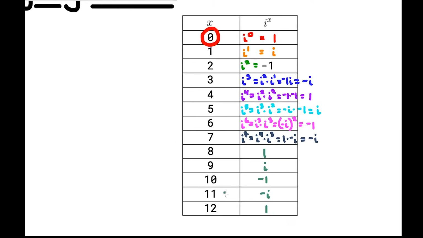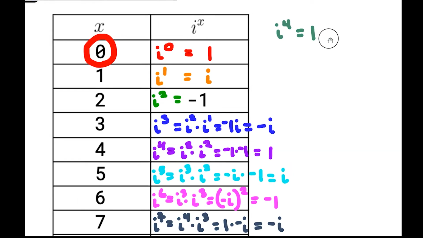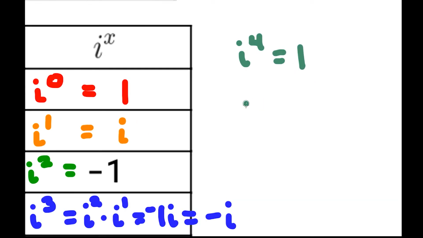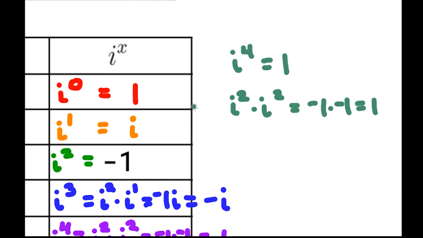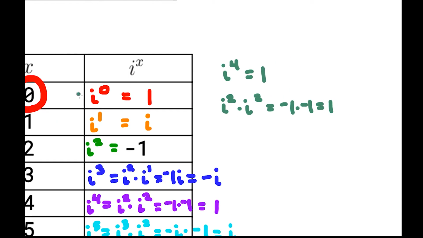Okay. So we are going to use the fact that i to the 4th is equal to 1. Okay. And just to break this down a little bit further, you can think about it this way. i squared times i squared is equal to -1 times -1, because i squared is -1, which is equal to 1. So that's why i to the 4th is equal to 1. We kind of went over that already, but I just felt like reiterating it.